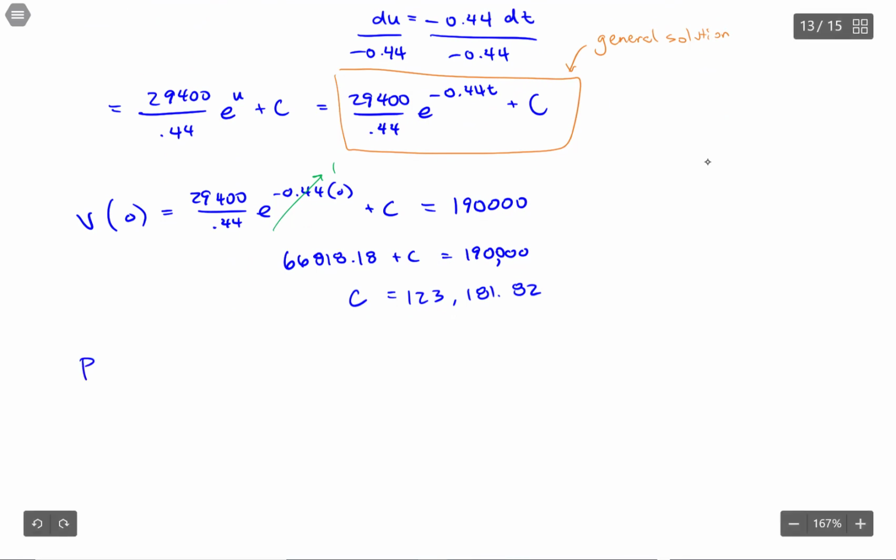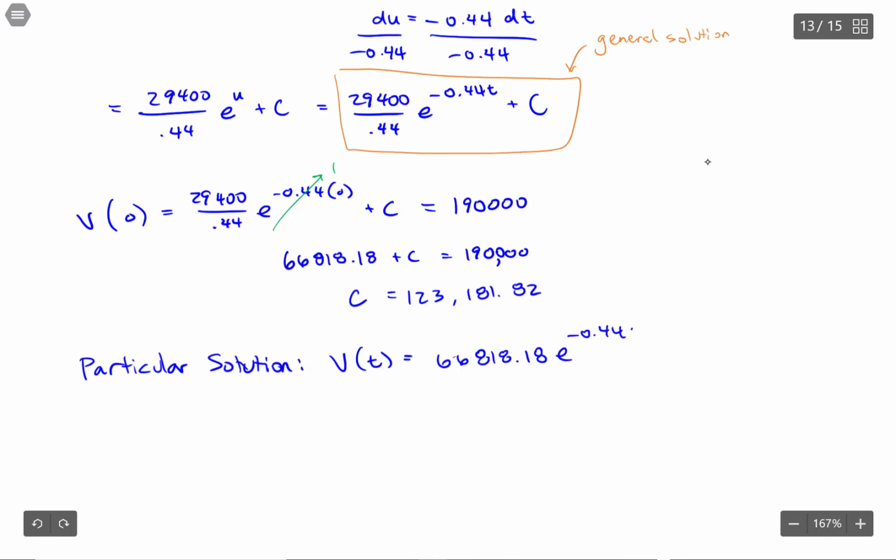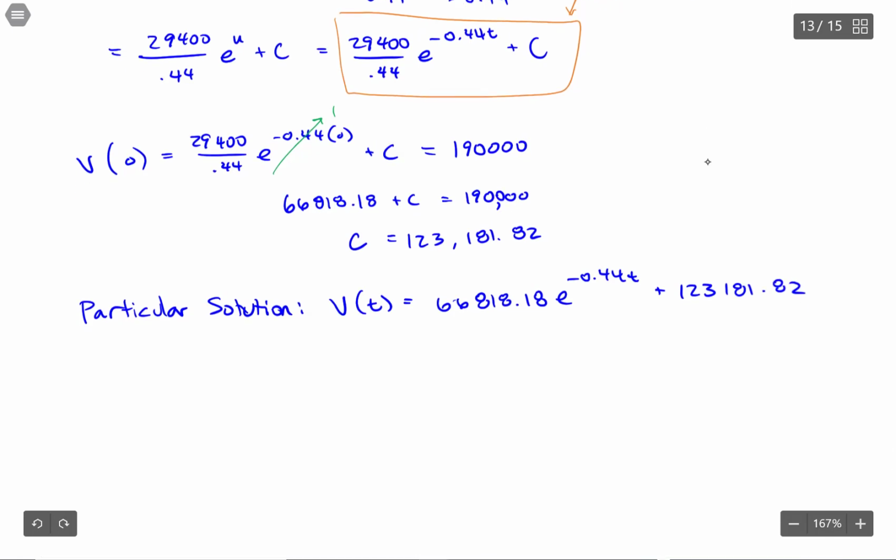So now we have our particular solution. So the particular solution is v of t equals 66,818.18 e to the negative 0.44 t plus 123,181.82. So the actual volume of 7 units sold would be 66,818.18 e to the negative 0.44 times 7 plus 123,181.82.